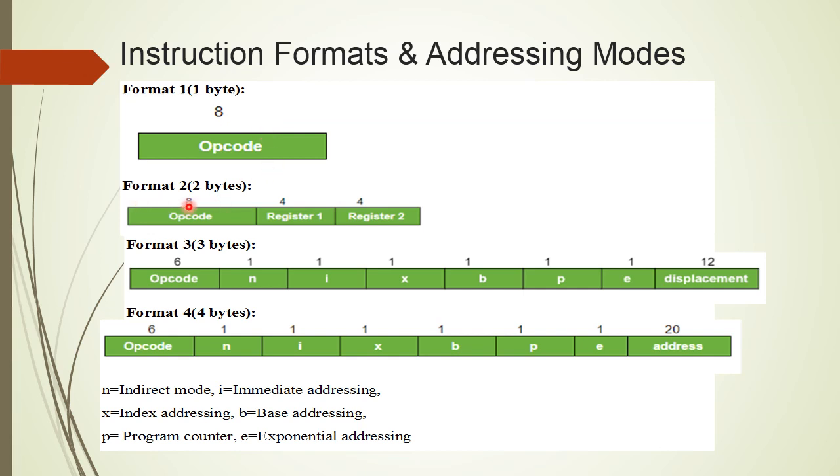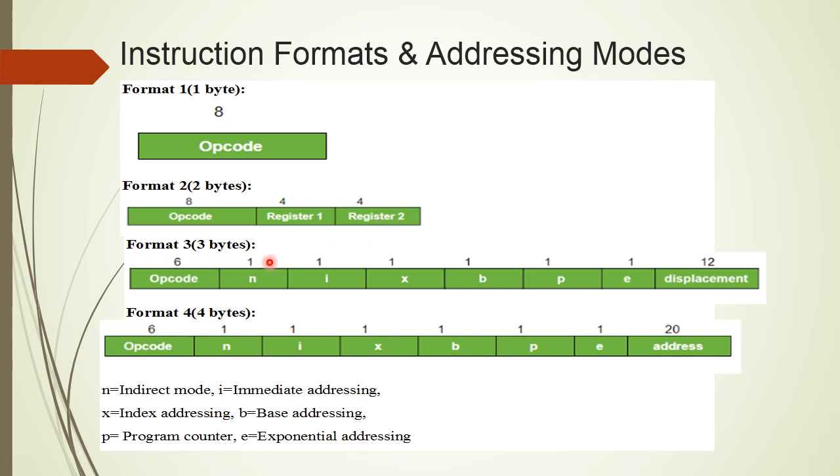Then format 2. The length of format 2 is 2 bytes, that is 16 bits. 1 byte is equal to 8 bits. So out of 16 bits, the first 8 bits are for the opcode, the next 4 bits are for register 1, and the last 4 bits are for register 2. So instructions like opcode followed by register 1 as one operand and register 2 as another operand belong to format 2. This plays a very major role in calculating the object code of an instruction.